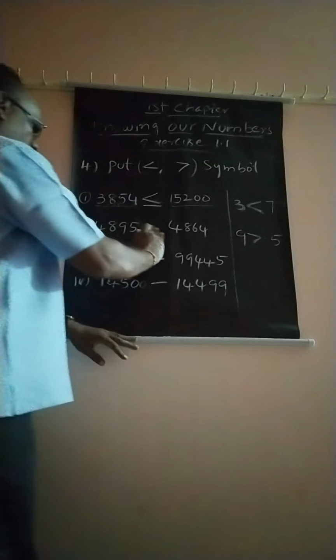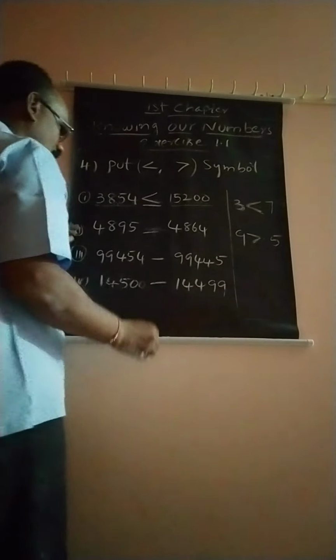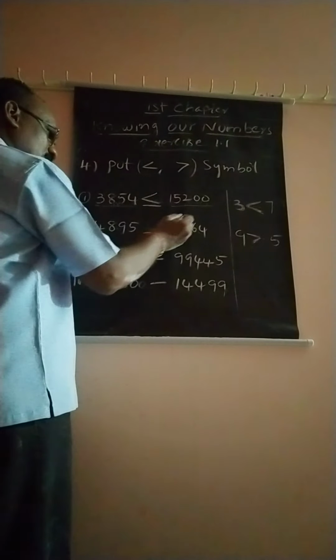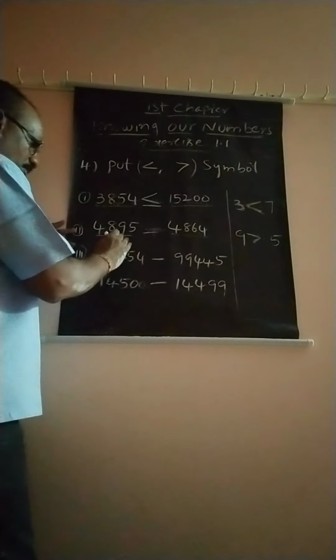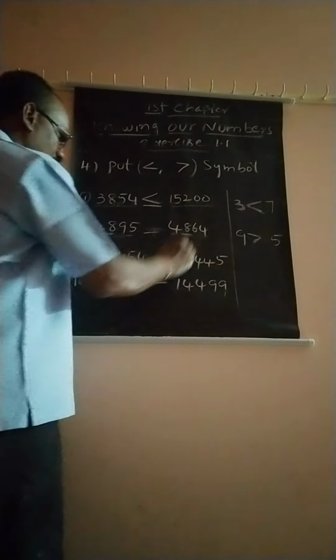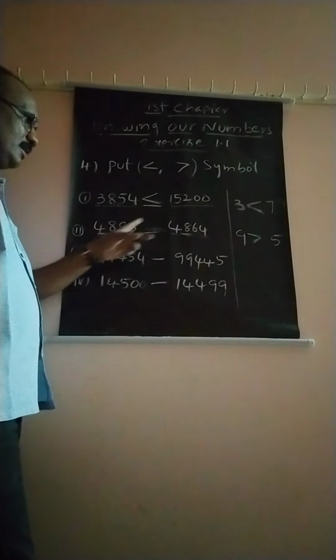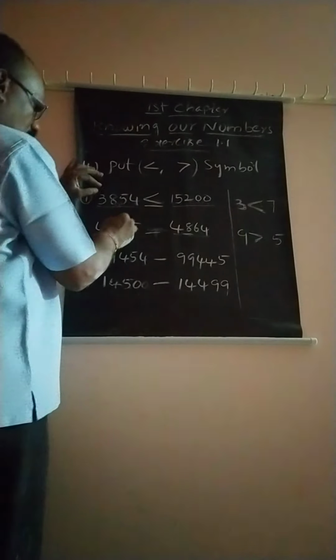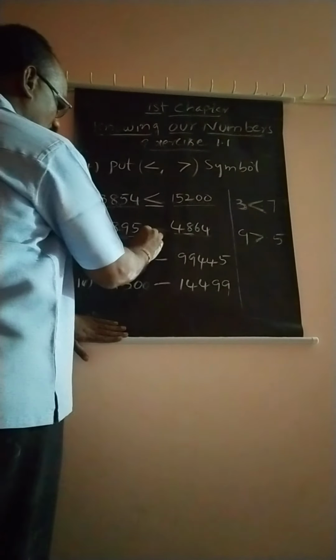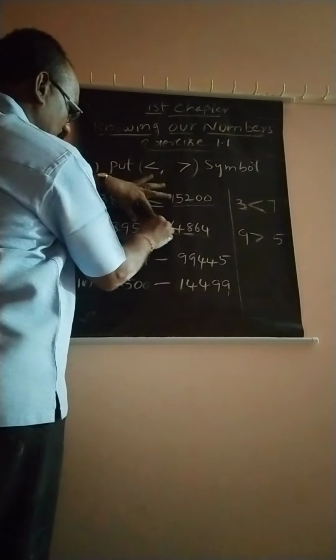Next one, 4895 and 4864. Both are 4-digit numbers. 48 is common. Next place is 9, and the third place is 6 there. Which is the bigger one? 9 is the bigger one, so this is the bigger one. So the big one gets the greater than symbol.